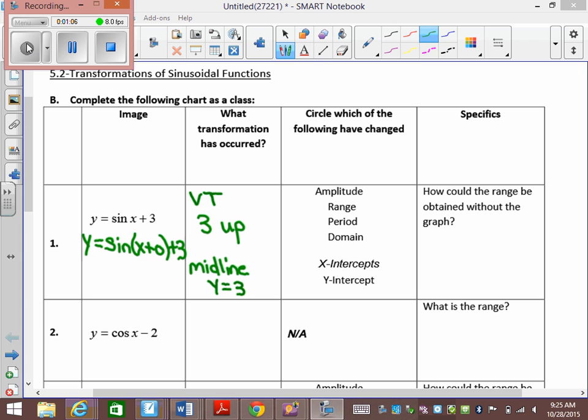Change when my graph is down. So my graph is the normal distance this way, which would be my amplitude, right? Now I just take it and I move it 3 up. Did my amplitude change? No, my amplitude's still the same distance. It literally just moved itself up. So it didn't change.